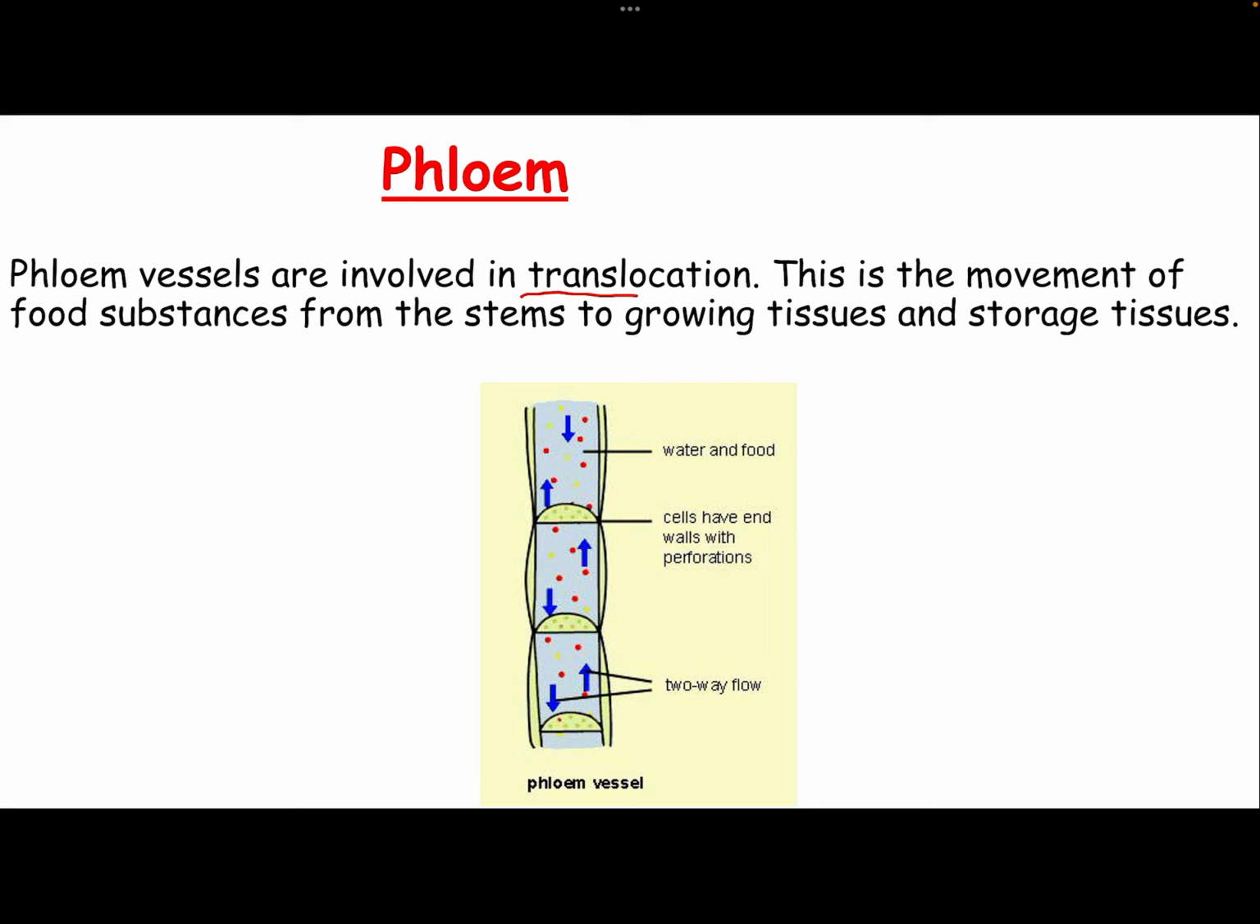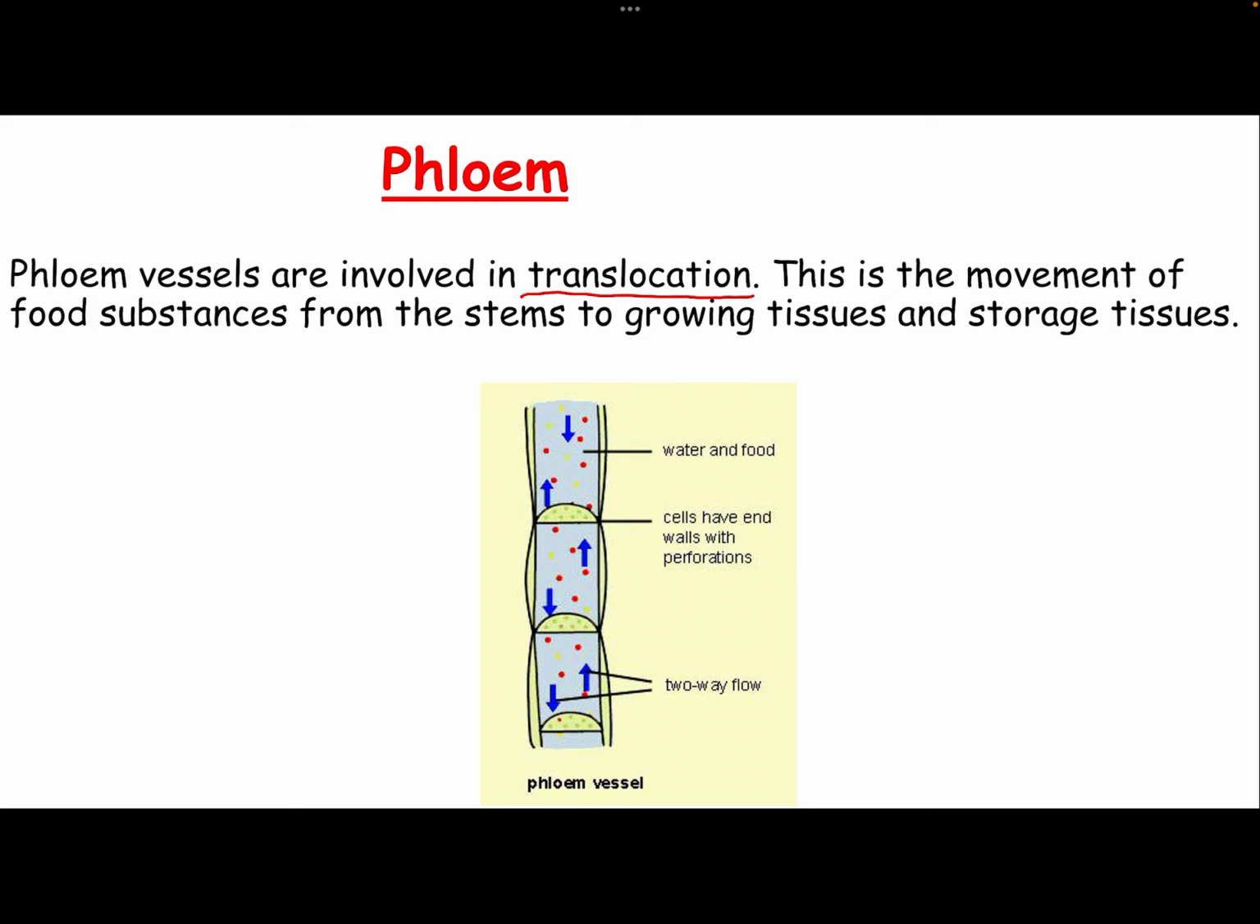Phloem vessels are involved in translocation. Translocation now begins. Hopefully you remember that. We need energy. That is where you get the sugar that is transported to wherever it needs so the plant can carry out its processes. So this is the movement of food substances from the stems to growing tissues and storage tissues.